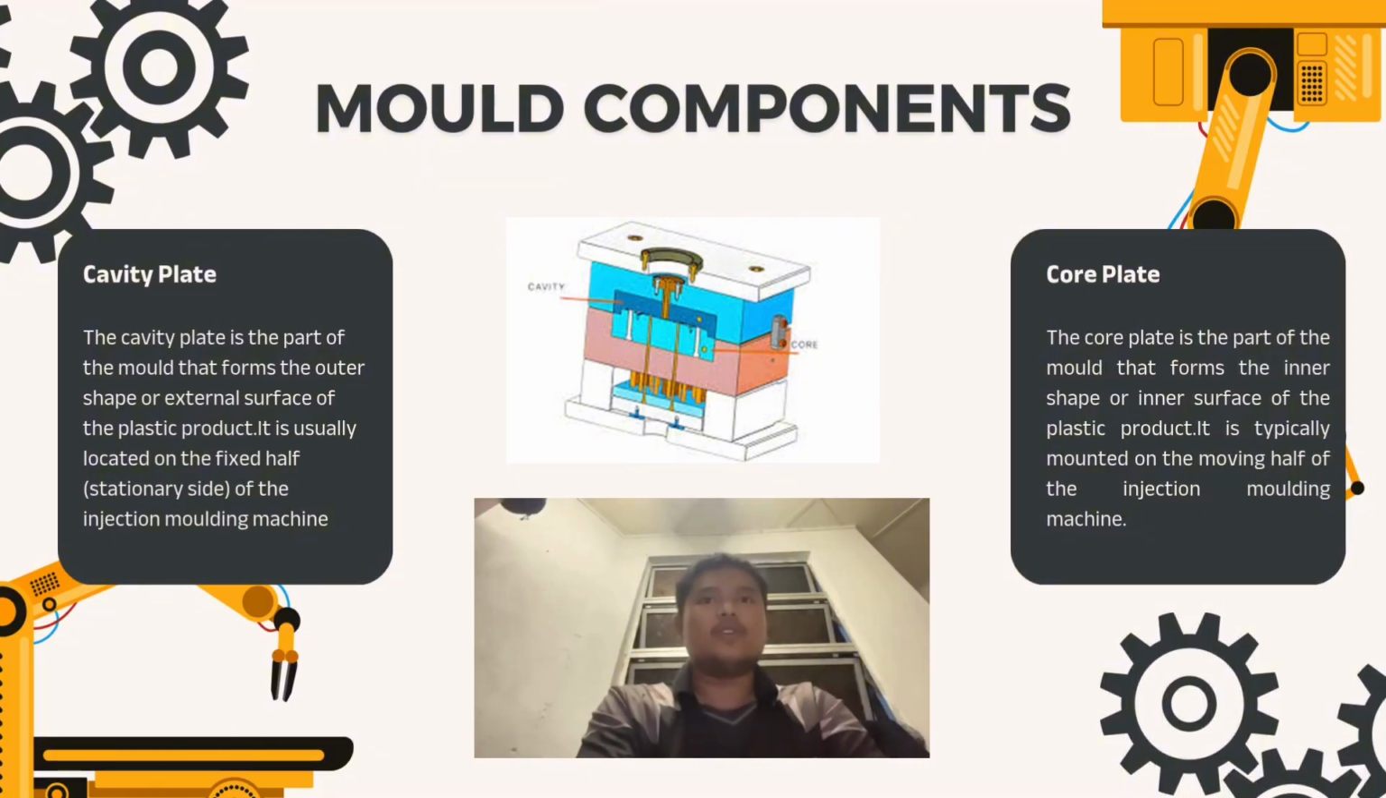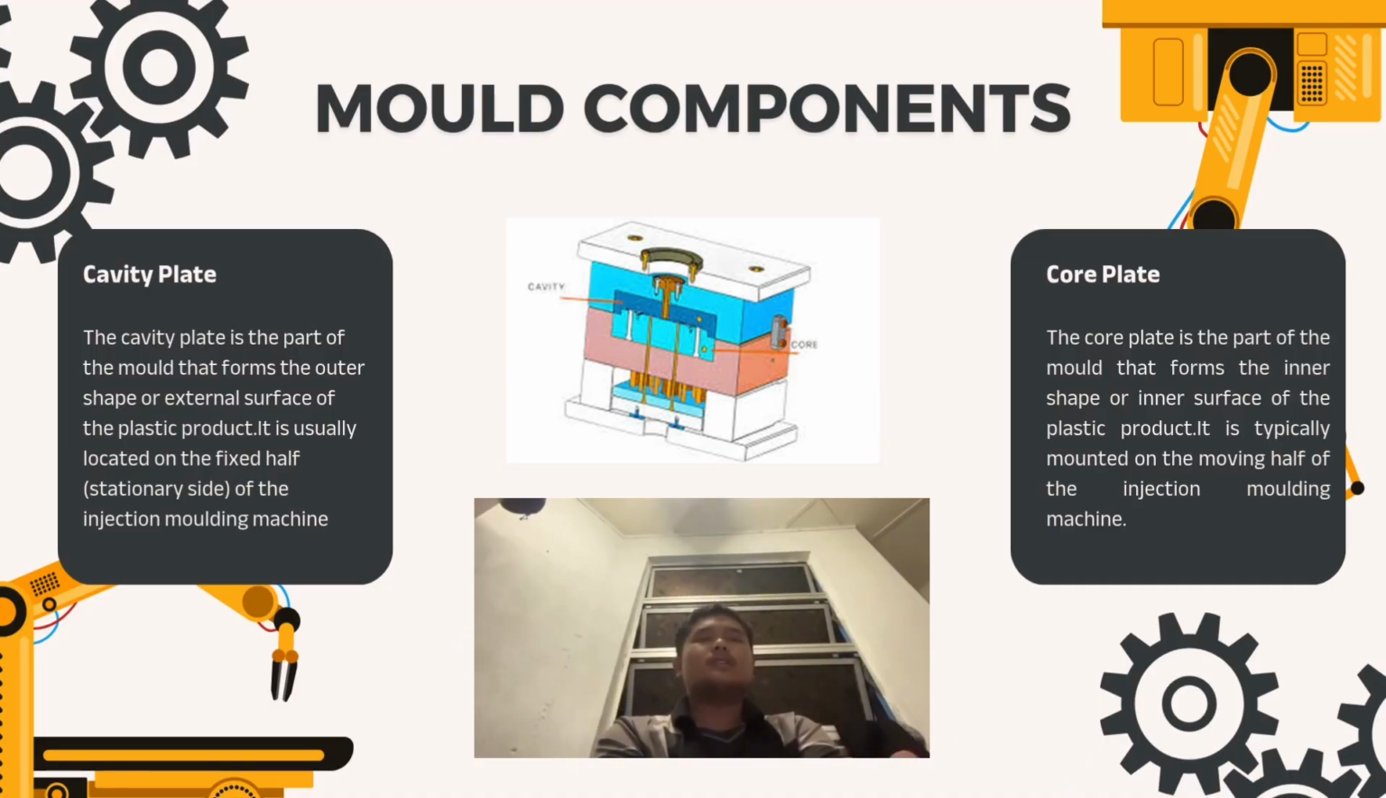Okay, next are small components. On this page, I have two examples. First is the cavity plate. The cavity plate is the part of the mold that forms the outer shape or external surface of the plastic product. It is usually located on the fixed half, the injection side of the injection molding machine.